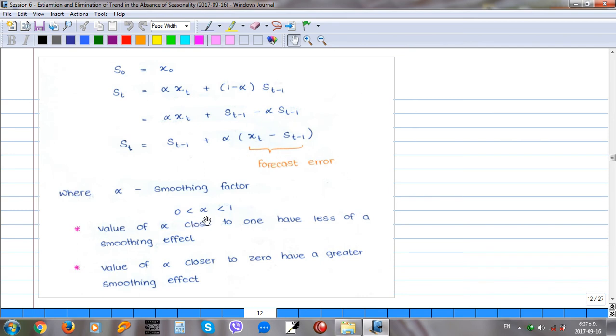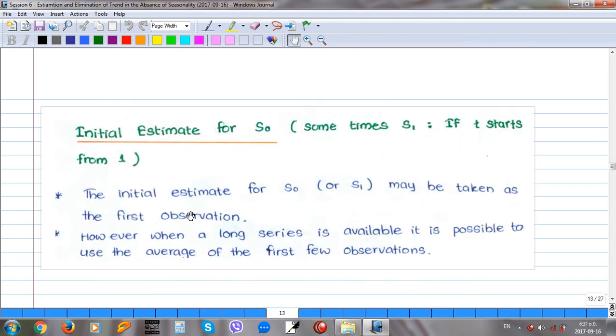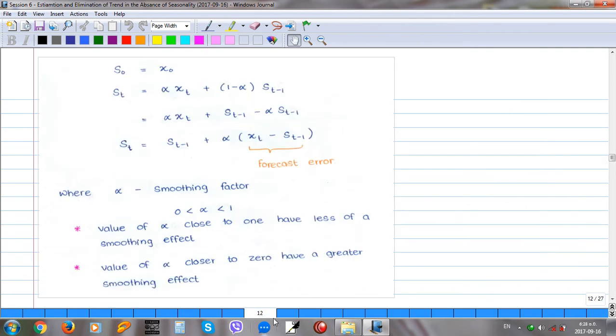Here alpha is the smoothing factor, which is given in the problem, and it is between 0 and 1. When the value of alpha is close to 1, it has less of a smoothing effect. When alpha is close to 0, it has a greater smoothing effect. The initial estimate is S_0, or S_1 if t starts from 1. If t starts from 0, that is S_0; if t starts from 1, that is S_1. The initial estimate may be taken as the first observation, as we discussed.